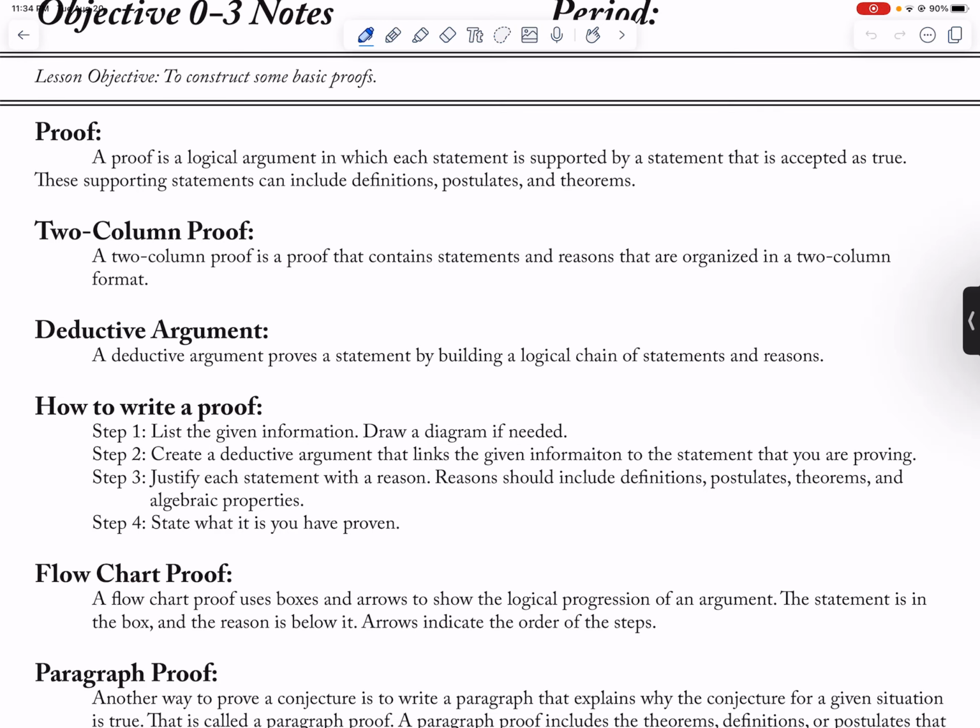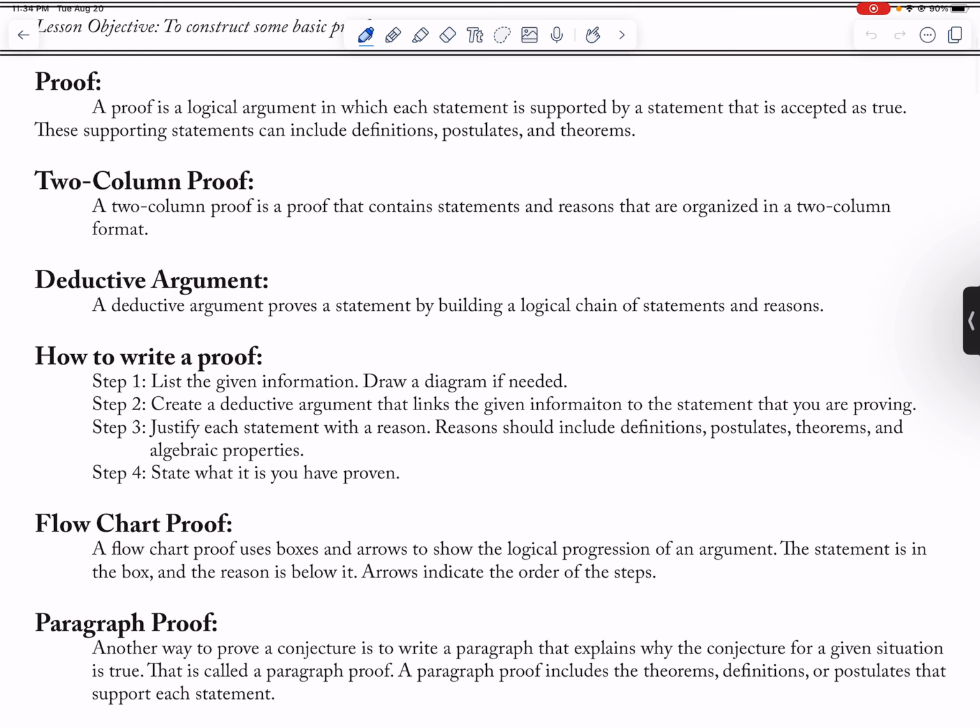Okay, so let's go ahead and take a look at this objective. This objective is our first unit, our first section in proving, so just doing some basic proofs. And I would want 90, even 95% of your proofs to be a two-column proof. We do a flowchart proof. We do a paragraph proof.